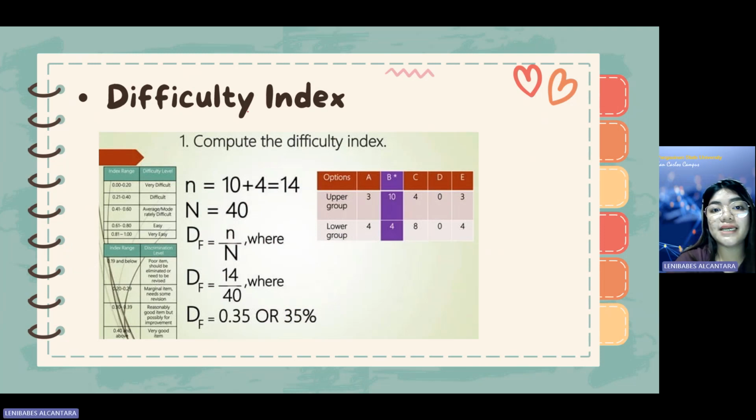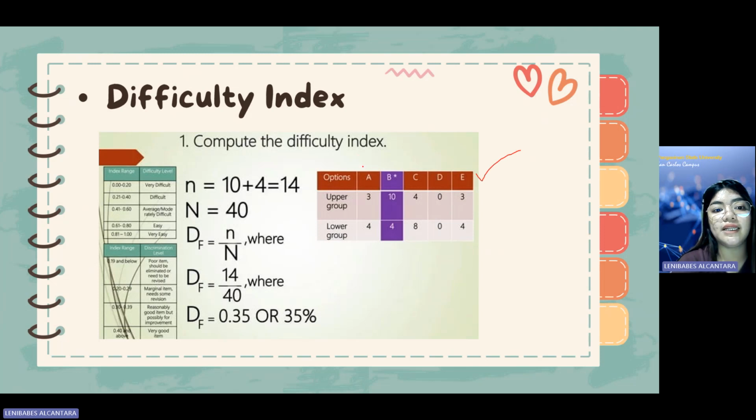Now, here is the example of difficulty index natin. Mag-solve ngayon tayo. Meron ako dito halimbawa kung saan natin makikita ang pag-compute ng difficulty index at discrimination index. So, compute the difficulty index. If you can notice here, itong mga to class, itong mga to, yan yung mga options natin. Yan yung mga choices natin.